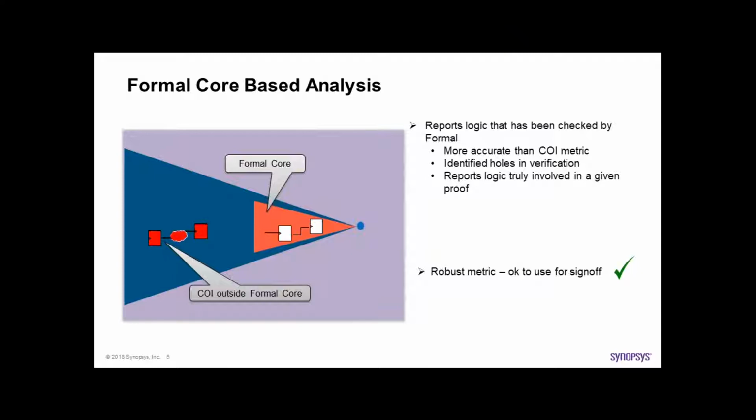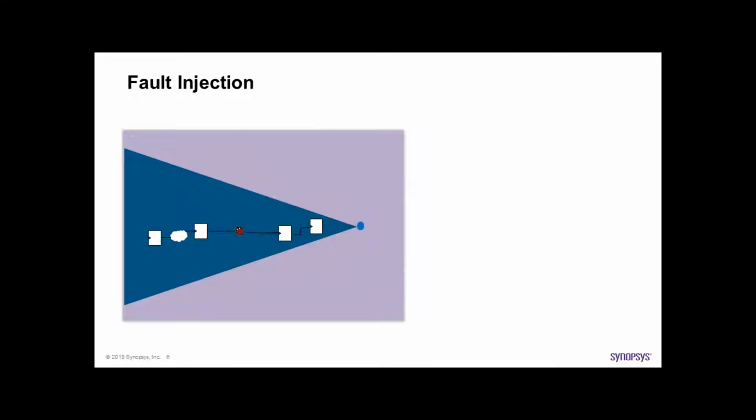So we need to go one step further. If we want this really accurate thing that we get from formal, we need to go one step further. So this is when we move on to the idea of fault injection. Now, fault injection is nothing new. This isn't a new concept, and you see this across different types of verification. It's been around for a while.